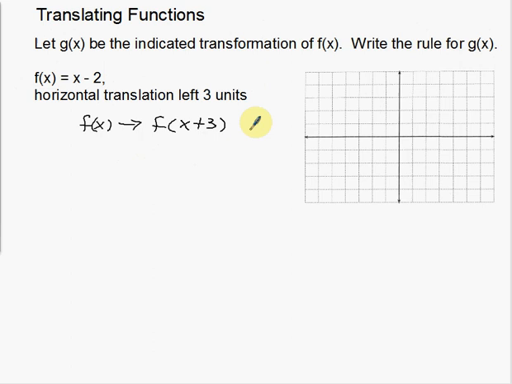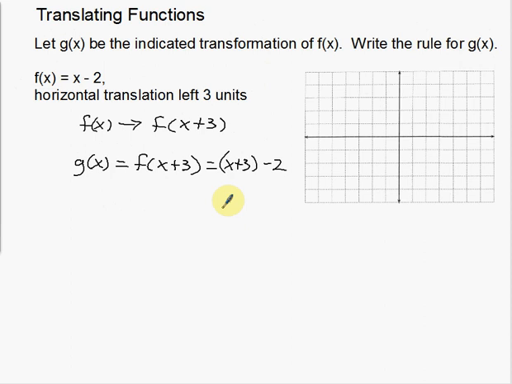So my new function, g of x, is going to be the old one, but I'm going to take the x and replace it with x plus 3. It's the same notation here. My new function is the old function, except instead of an x, it's going to be an x plus 3. So I'm going to take my old function, which is x minus 2, but instead of the x, I'm going to put an x plus 3. I still have that minus 2 at the back. Notice that I used parentheses. I took out this x and put in the x plus 3.